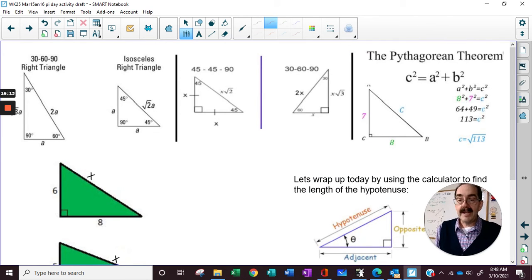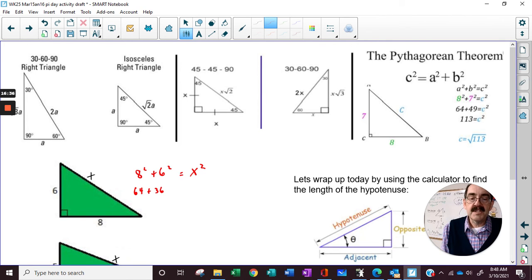We wanted to calculate x here. Well, to calculate x, remember the Pythagorean Theorem. A squared plus b squared equals c squared. So I'm just going to whip this up in this video. 8 squared plus 6 squared equals x squared. Okay, 8 times 8, 64. 6 times 6 is 36 equals x squared.